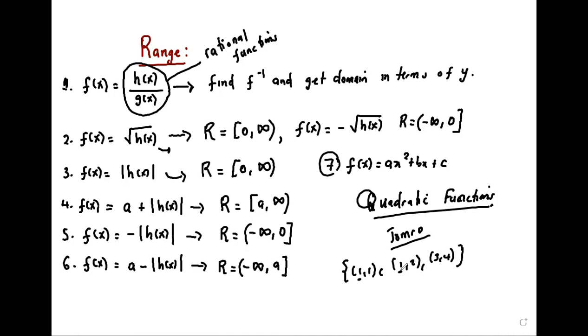Come again? So if you had to draw the arrow diagram, you have 1, 2, 1, 3 going to 1, 2, 4. So 1 going to 1 and 1 going to 2, 3 going to 4. Now, because there are 2 arrows coming from 1, it's not a function.